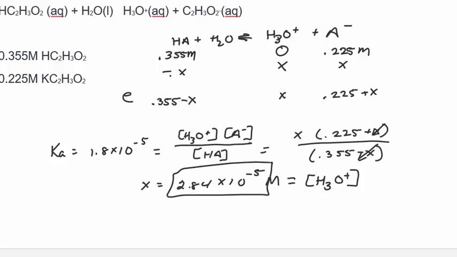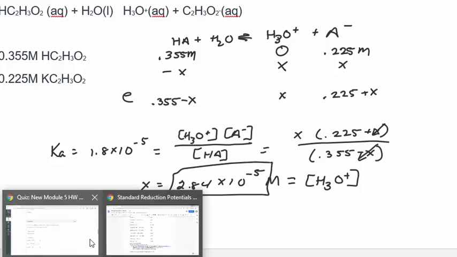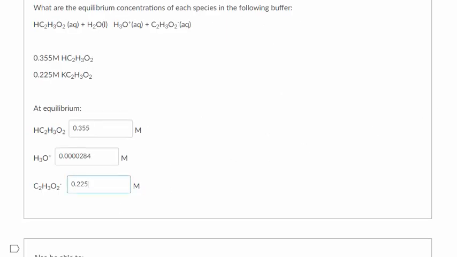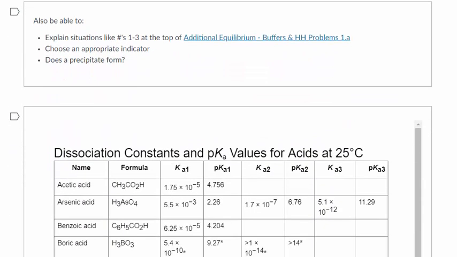Equilibrium concentrations. Now also be sure that you can explain situations like numbers 1 through 3 at the top of this page. I need you to be able to choose an appropriate indicator and figure out if a precipitate forms. Now I didn't put those in the homework. You need to practice those on your own, but they are on the quiz.